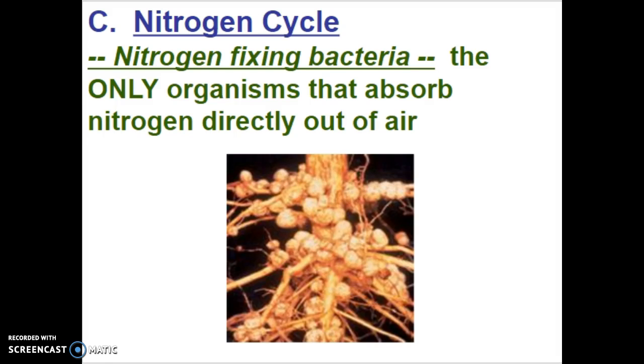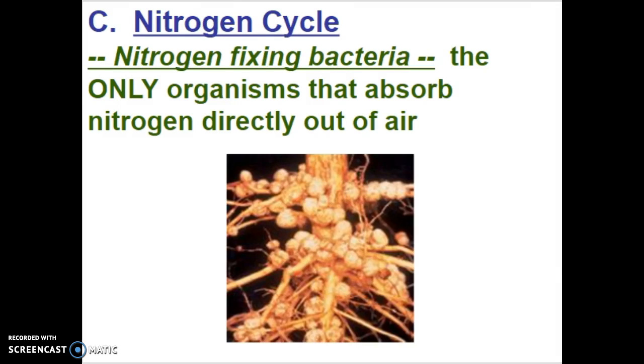The nitrogen cycle. Nitrogen is very important to living things as well. Nitrogen-fixing bacteria are the only little organisms that can absorb nitrogen directly out of the air. If it wasn't for nitrogen-fixing bacteria, plants would not be able to receive the nitrogen that they need through their root system in order to grow, because these little nitrogen-fixing bacteria attach onto the roots of the plant, and they can take nitrogen directly out of the air and give that to the plant. It's a very mutualistic relationship.